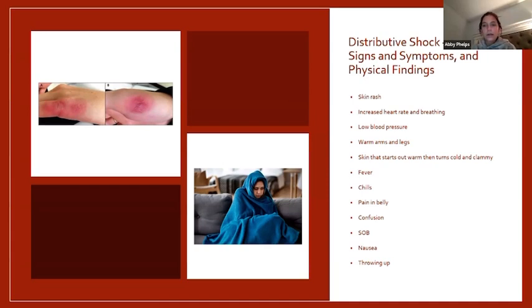Fever and chills are very common. Pain in the belly, confusion, shortness of breath, nausea, and throwing up are common findings with distributive shock.